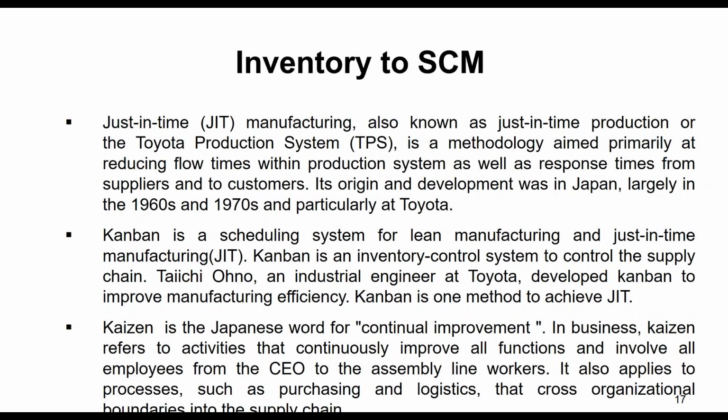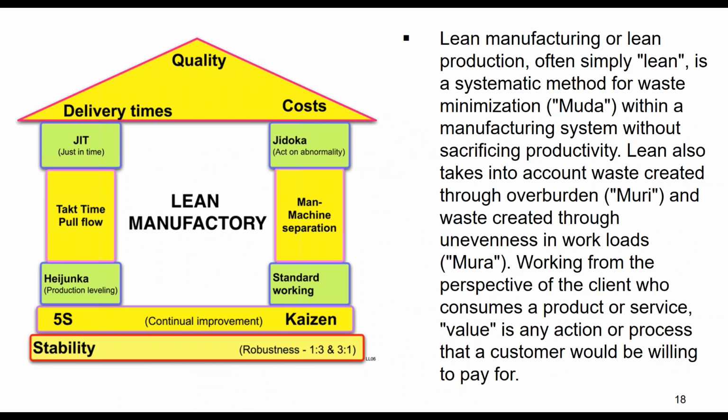Kaizen is continual improvement, another technique to manage inventories in supply chain management, where everybody wants to have a continuous improvement in the system. This is a typical model of lean manufacturing, which talks about the stability, robustness, now the Kaizen foundation, that continuous improvement needs to be there, and the JIT, and the Jidoka, the Act of Abnormality, which is typically related to Kanban altogether, making sure that you have the minimum cost with minimum deliverable times of highest quality.